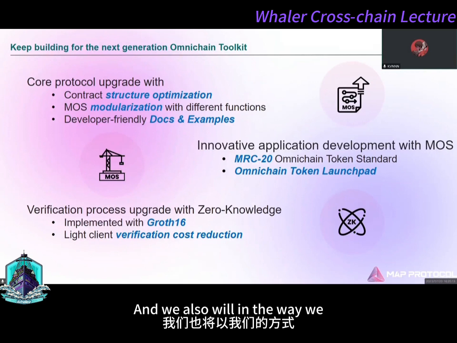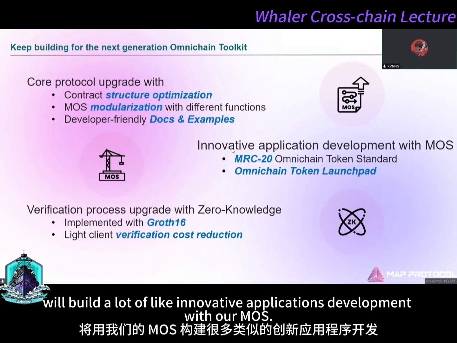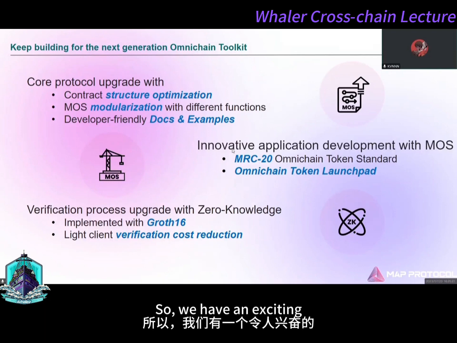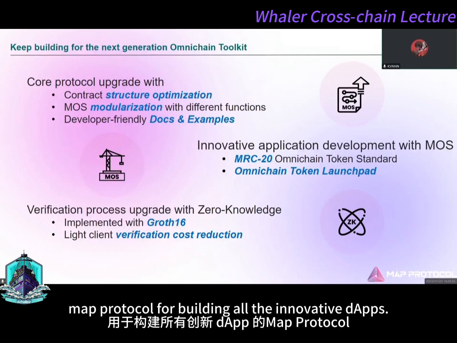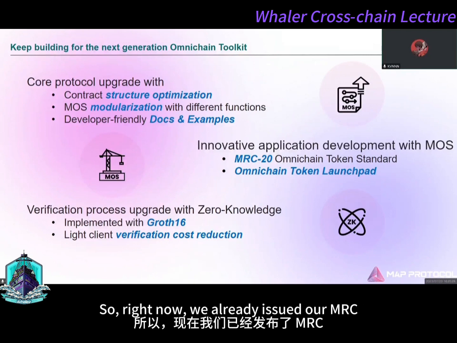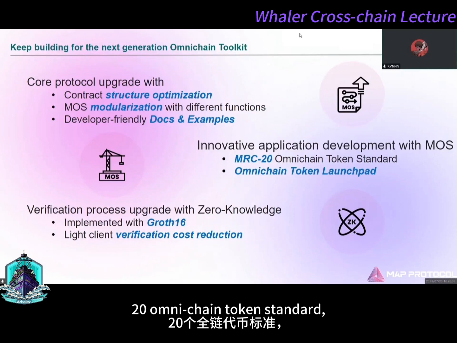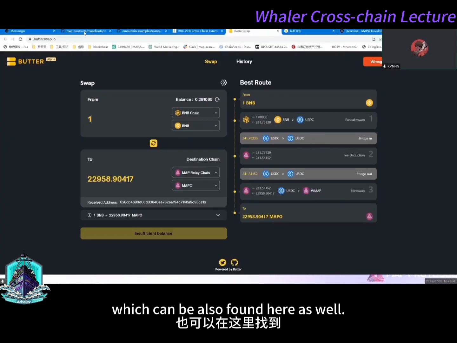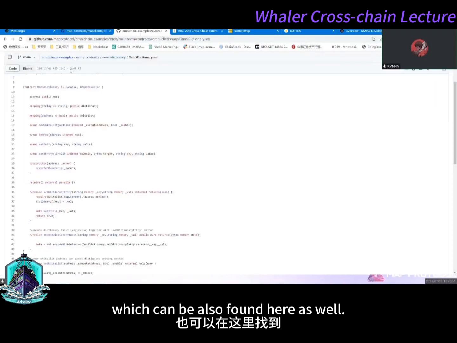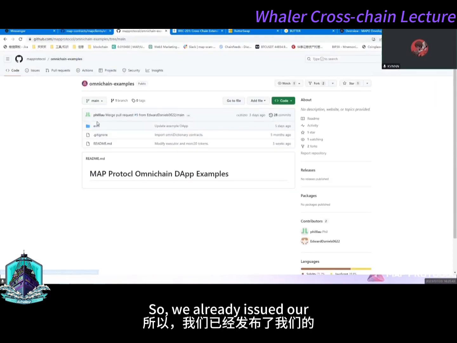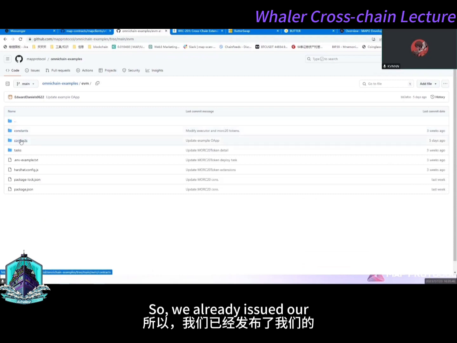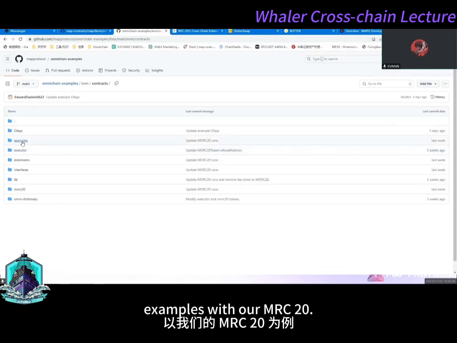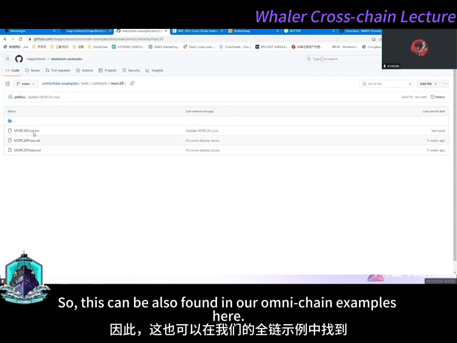And we will also build a lot of innovative applications with our MOS. We have a side team, Map Protocol, who is building innovative dApps. Right now we have already issued our MRC20 Omnichain token standard, which can also be found here. As I can show here, we already issued our examples with our MORC20. This can also be found in our Omnichain examples here.